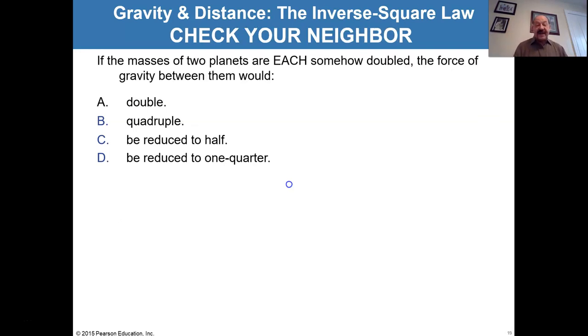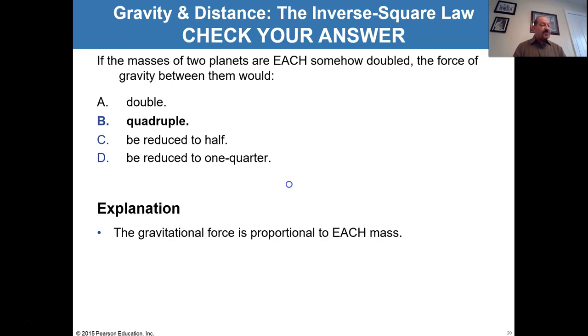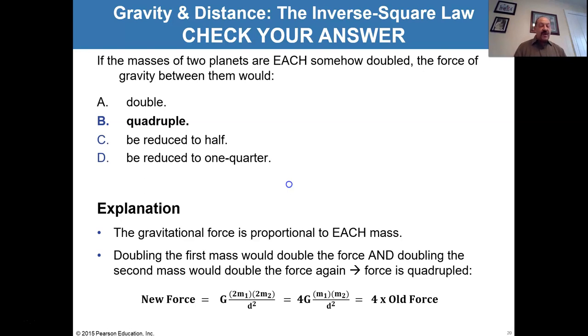All right, if the masses of 2 planets are each doubled somehow, the force of gravity between them would be A, double, B, quadruple, C, reduced to half, D, reduced to 1/4. We know that the force of gravity is proportional to mass 1 times mass 2. In other words, it's proportional to mass 1, but it is also proportional to mass 2. Whatever you do to each of those, you will do to the force. If we double the first mass, we'll double the force. If we double the second mass, we'll double the force again. 2 times 2. And therefore, we will quadruple the force. It's proportional to each mass. And if you stick in 2m1 and 2m2 in your formula, you could pull the 4 out when you're done and see that you have 4 times your original formula. That's the mathematical way, but it's much easier to think of it in terms of simple proportionality and inverse proportionality when you're looking at the distance.